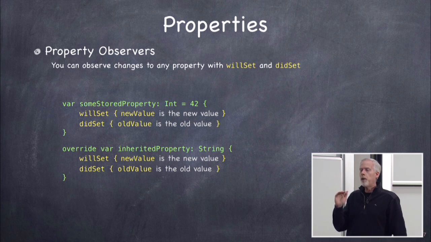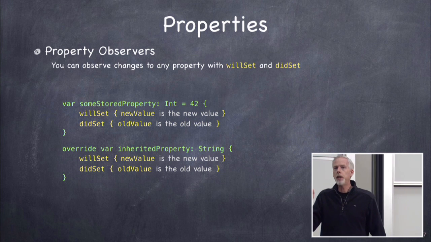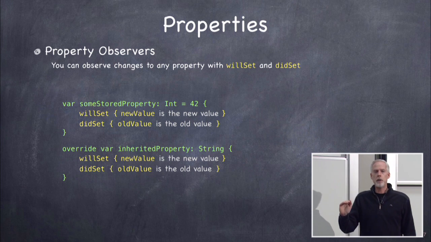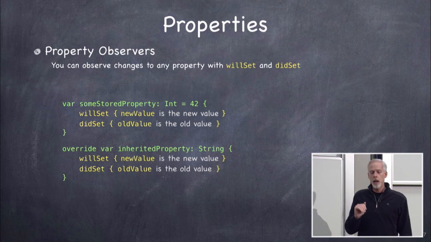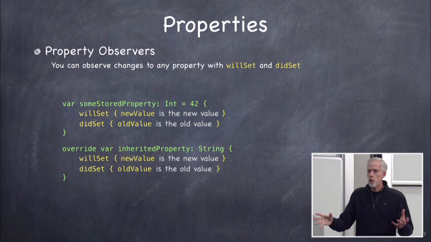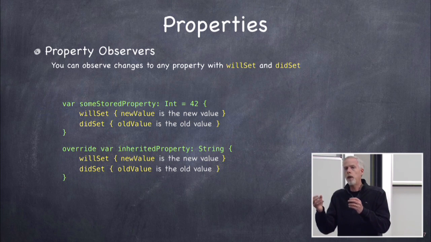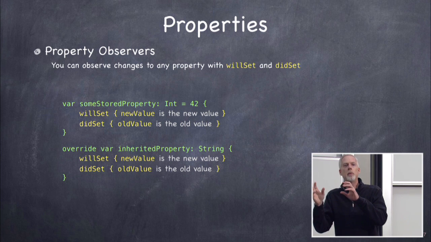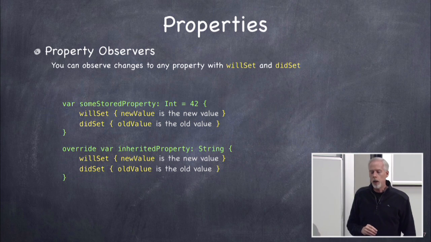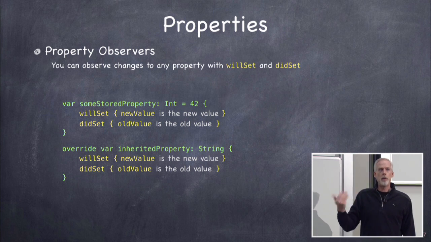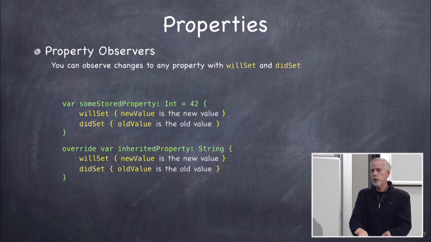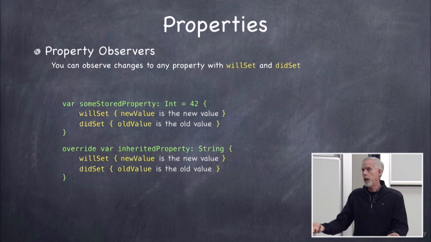You can find out just before your property changes, or you can find out just after your property changes, or both. And this works for your stored properties, like user is in the middle of typing. We could put a property observer on there and execute some code every time we change that. It also works for inherited properties. So if you inherit something from your superclass, you can put these property observers in and notice that it changed.